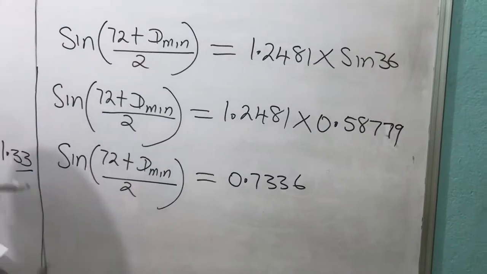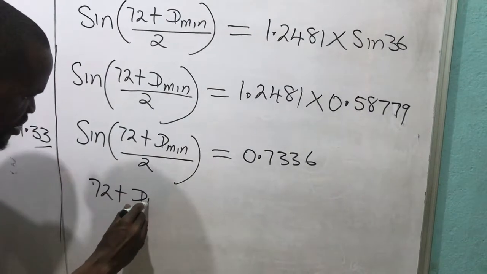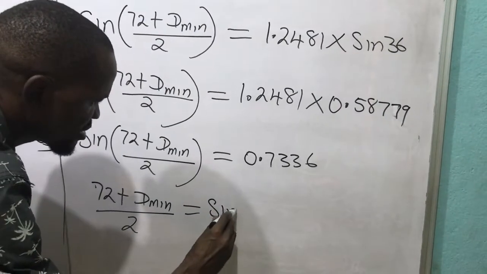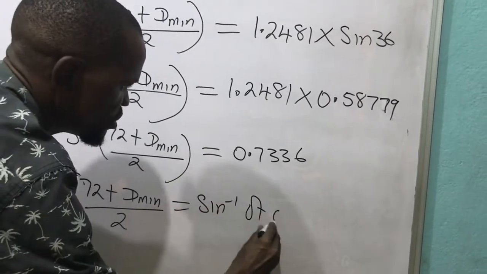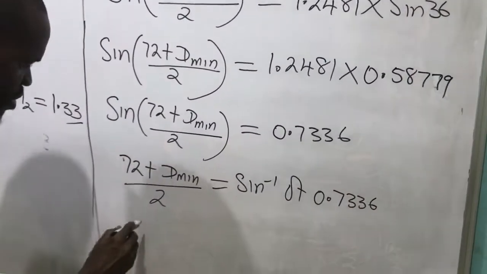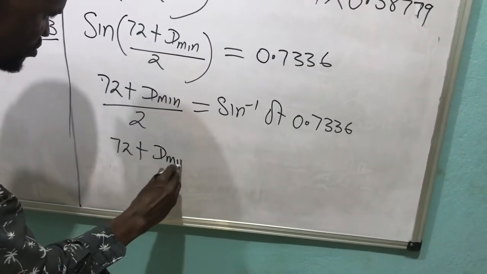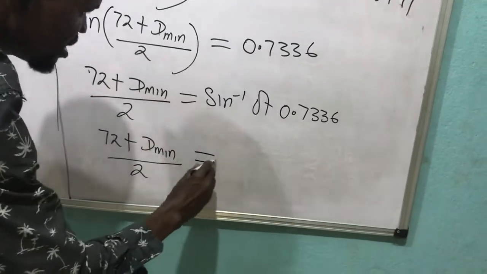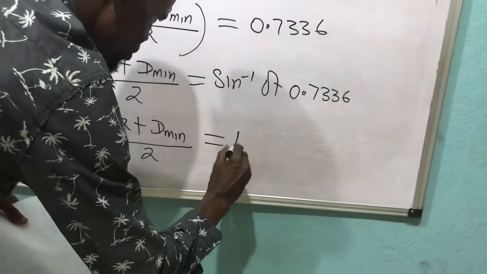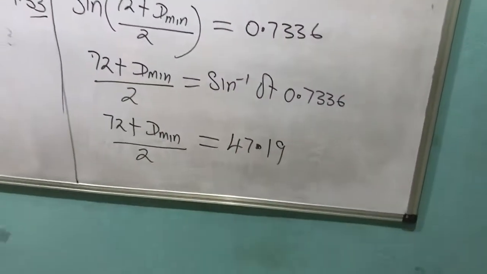0.7336. Then I can say that 72 plus minimum deviation all over 2 is equal to sine inverse of 0.7336. Therefore, 72 plus minimum deviation all over 2 will give me the angle. Sine inverse of this fraction will give us 47.19 degrees.